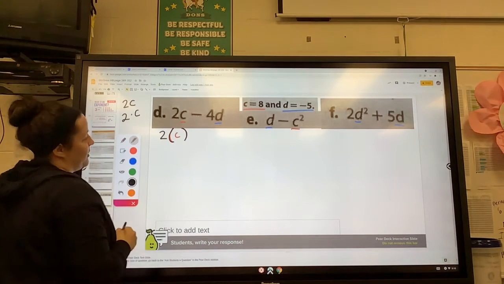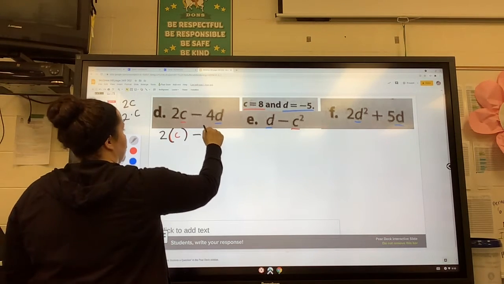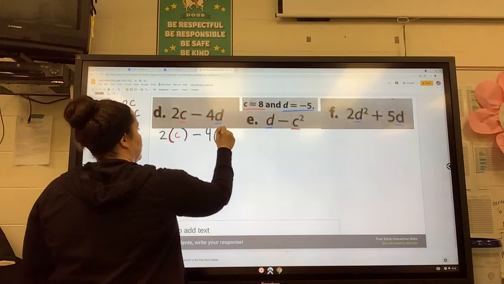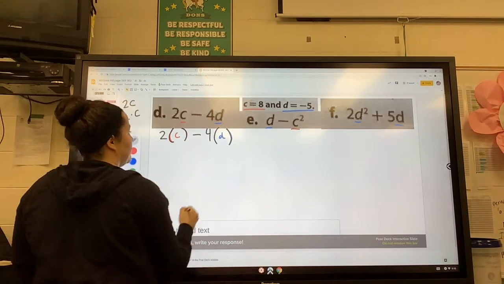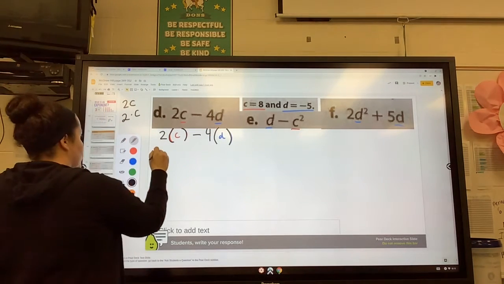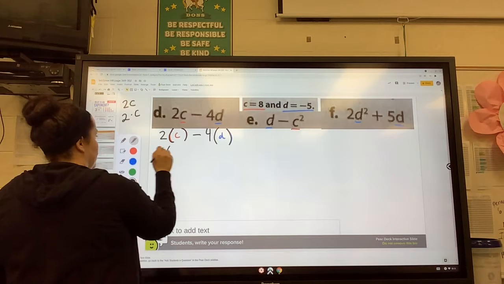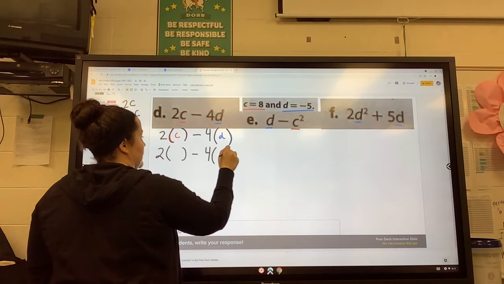I like the color coding. 2C minus 4D. We're going to keep plugging them in, sorry. So we're going to plug in C and D. We're going to keep everything else the same. So 2 times C and 4 times D, okay?